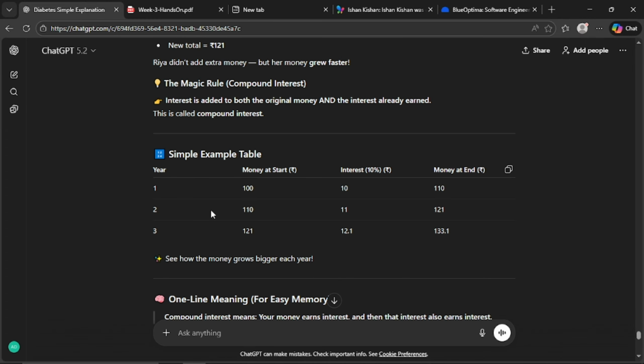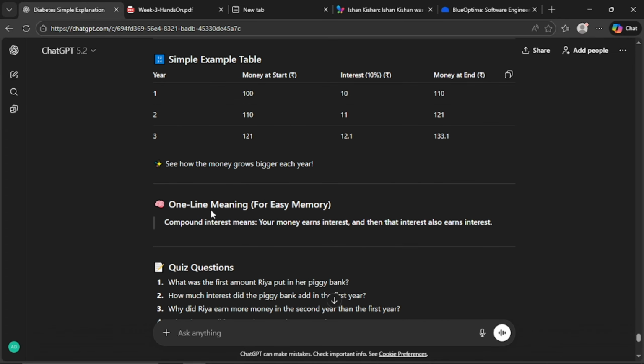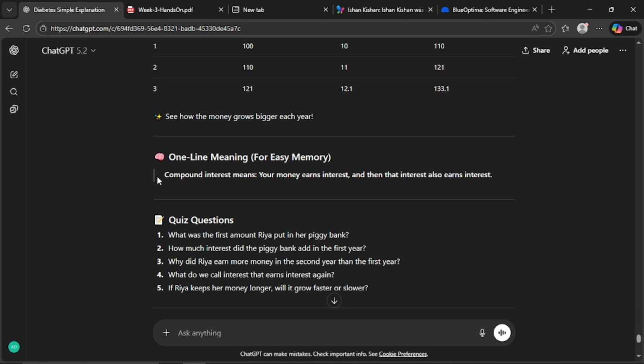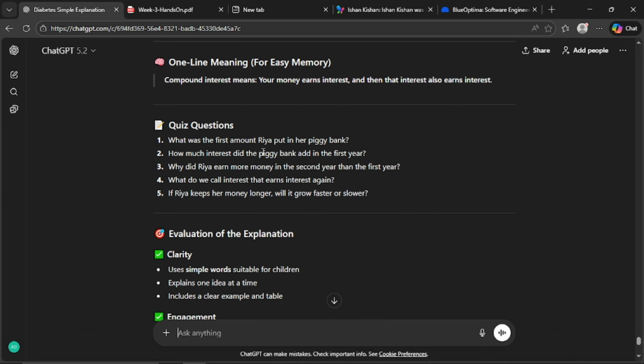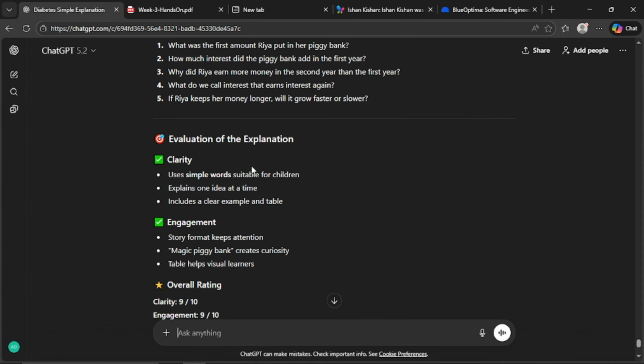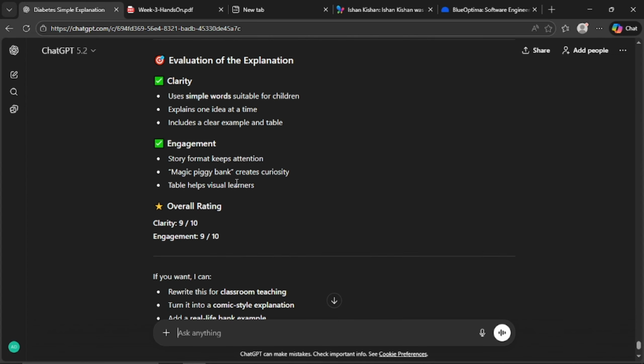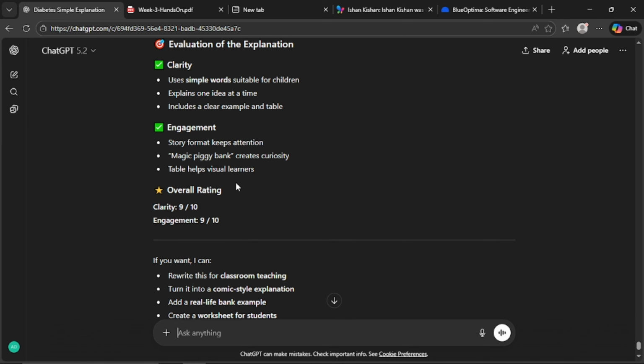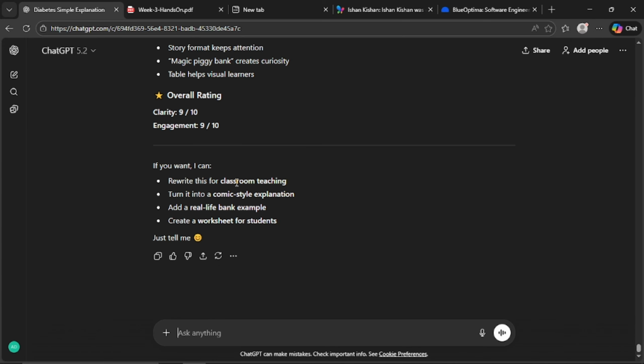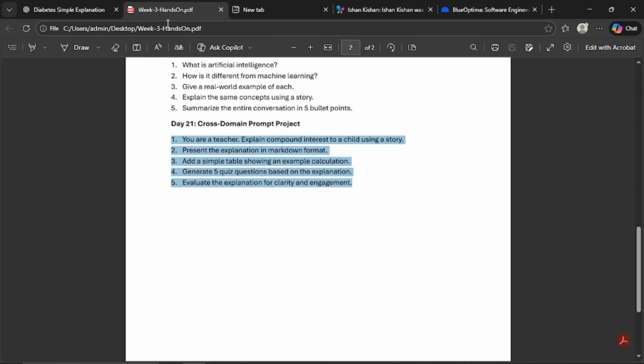So in simple terms, they have explained it with the help of a table and a one-line meaning: compound interest means your money earns interest, and then that interest also earns interest. Then a few basic questions, an evaluation of the particular prompt and the output that you got, that is your story. So this is just an example of cross domain prompting.